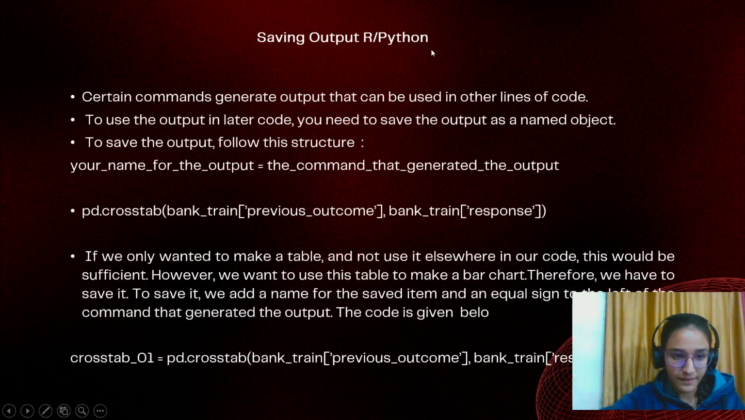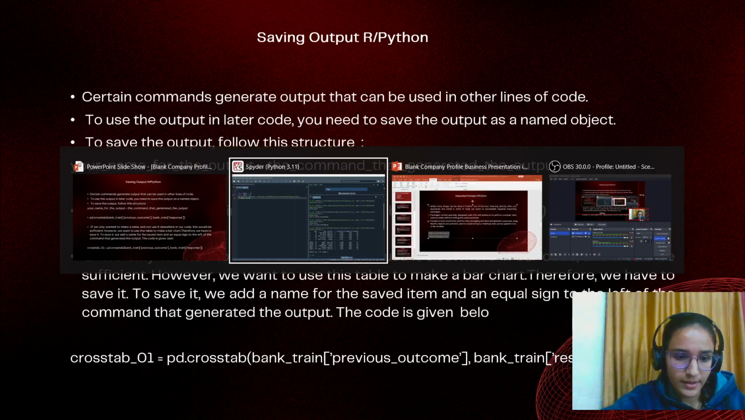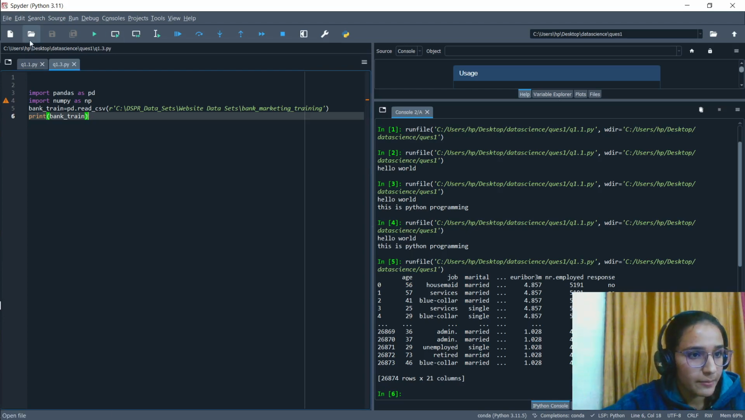Next, how do we save? Certain commands generate output that can be used in other lines of code. Just like for the cross table we generated, we can construct a bar graph using that. So we need to save that table for constructing the bar graph. To use the output in later code, you need to save the output as a named object. So this is the syntax for saving. How would we be saving the output? Let's execute this. It will be more understandable.